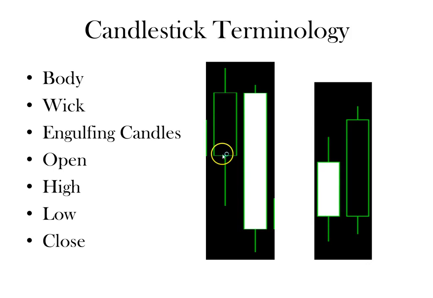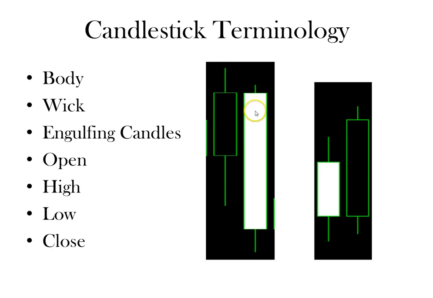Well, on a bullish candle, again, the open is always at the bottom of the candle, and when it goes all the way to the top, that's the high. When it goes all the way to the bottom, that's the low. And then when it closes, you have created a candle body with wicks.